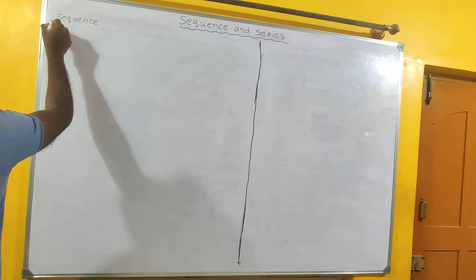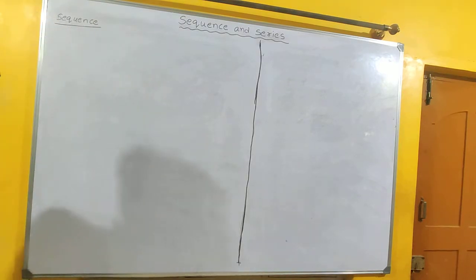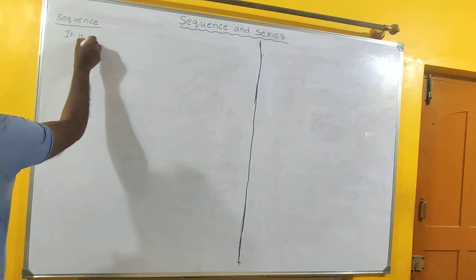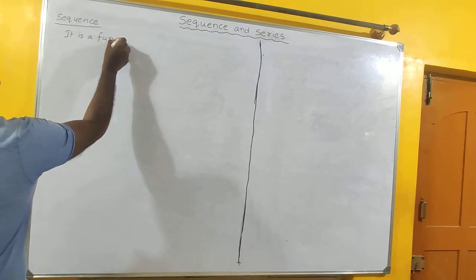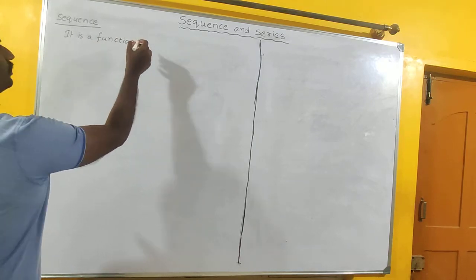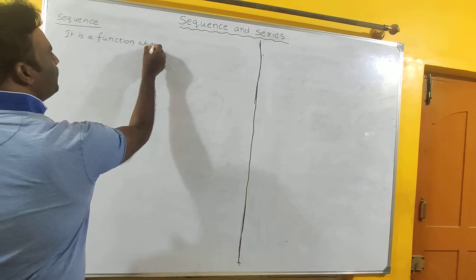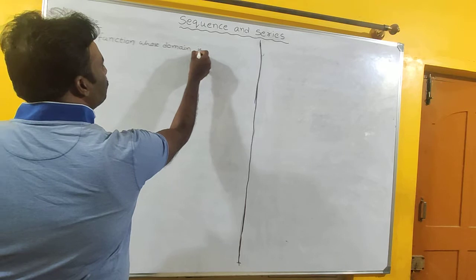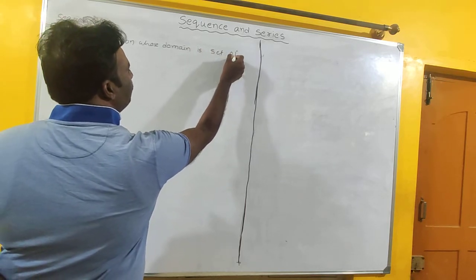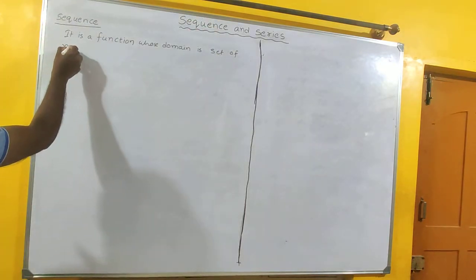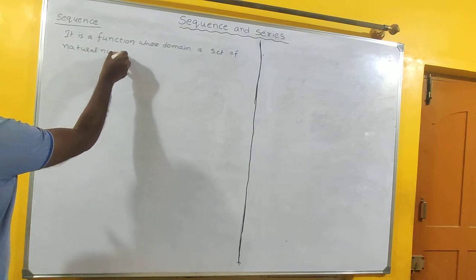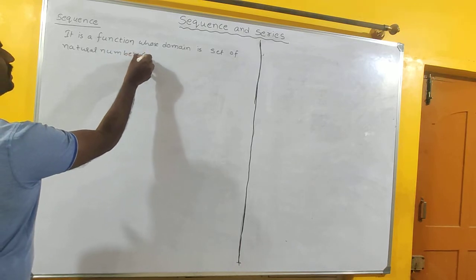The first definition is sequence. What is meant by a sequence? It is a function. Sequence is a function whose domain is the set of natural numbers. The domain of the sequence is the set of natural numbers.